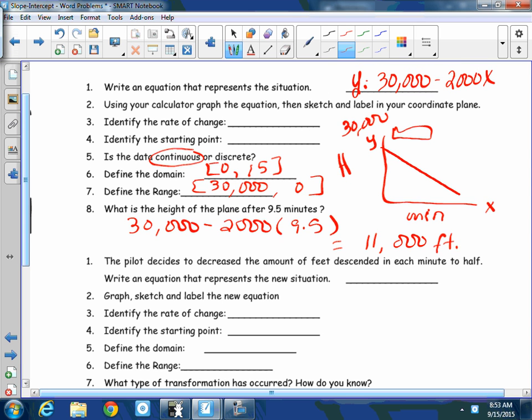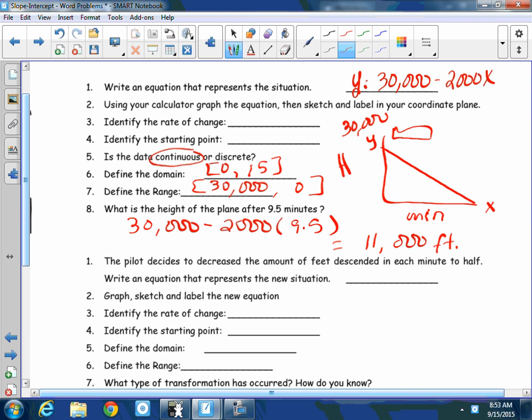If you graph this, it should probably go something like this, right? How would you expect that new equation to look? More steep or less steep? Less. How do you know? Very good. Because the rate of change is smaller. It's half of it.